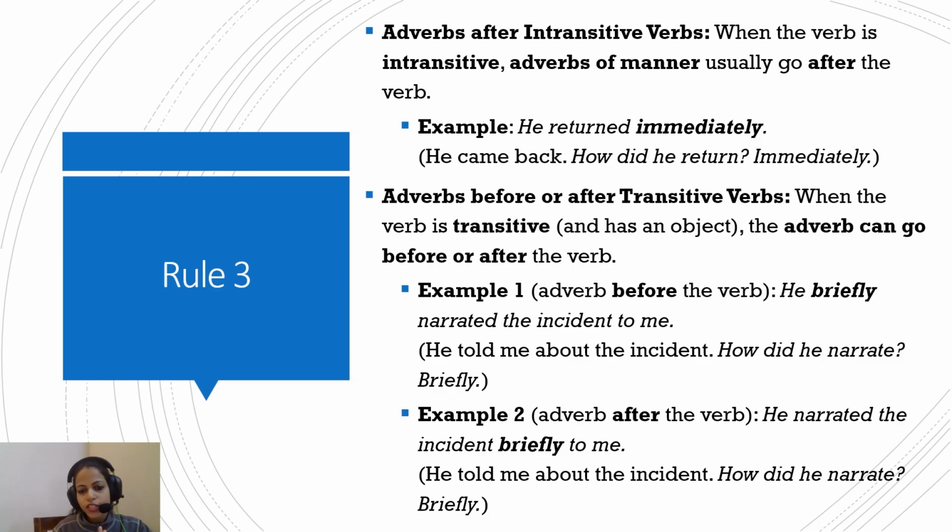So he briefly narrated the incident to me. How did he narrate the incident? Briefly. Similarly, in the second example, he narrated the incident briefly to me. So it can be placed before also, it can be placed after also. He told me about the incident briefly. How did he narrate? Briefly.